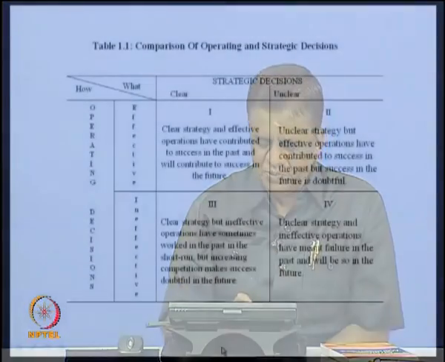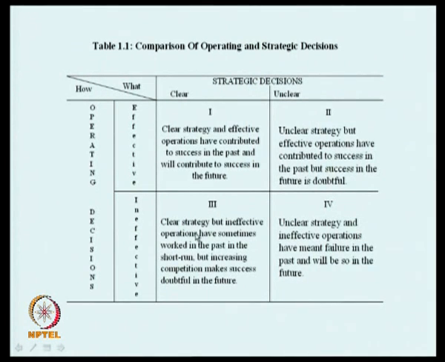Now, come to the third quadrant. The third quadrant is clear strategy, but ineffective operations have sometimes worked in the past in the short run, but increasing competition makes success doubtful in the future. What does that mean? It means that suppose you had a clear strategy, that is the strategy of the organization is very clear, but the operation line, that is the implementing line of the strategy is not so effective.